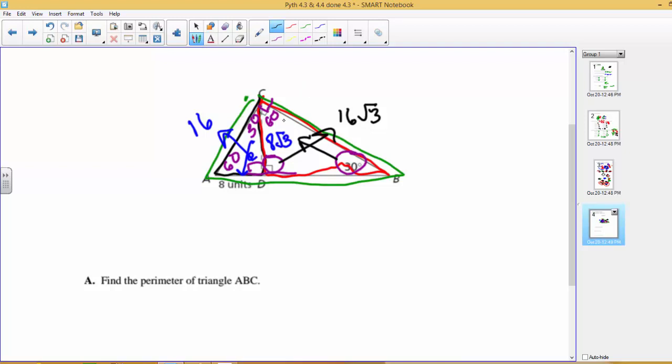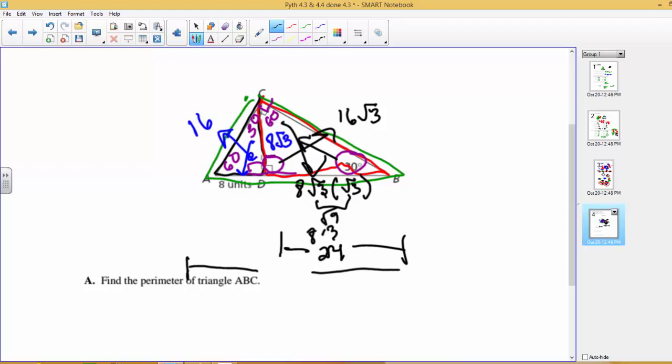Then the side across from the 60 is 8 square root of 3 times the square root of 3. That's kind of weird, isn't it? So if you actually do this, the square root of 3 times the square root of 3 is the square root of 9, which is 3. So this is really 8 times 3, which is 24. All right, so the red part is 24, which means the entire green part is 8 plus 24, because this one was 8, which is 32.